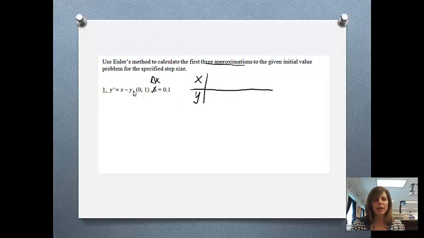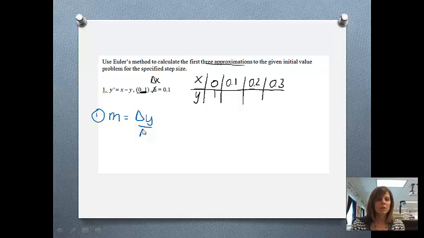So we're going to have an x and a y. They told me that my initial value was 0, 1, so my initial point is 0, 1. From there, since my step size is 0.1, my next x value would be 0.1, and then 0.2, and then 0.3. I need 3 of them, so 1, 2, 3 approximations. So I am set to go. For my first approximation, we're going to start with the slope is equal to delta y over delta x, and keep in mind that the m is really just y prime. Since I have the point 0, 1, we are going to calculate y prime with 0 and 1.